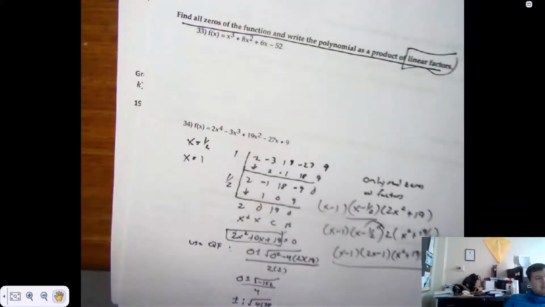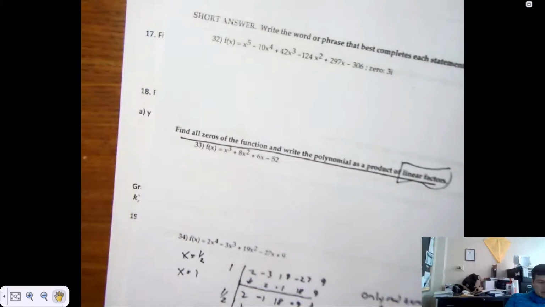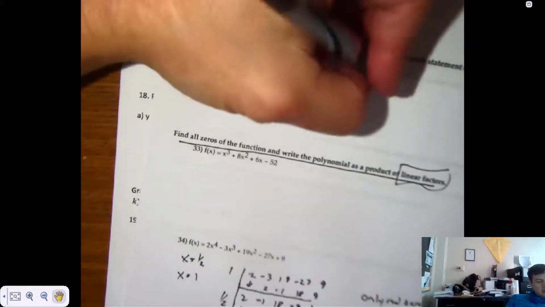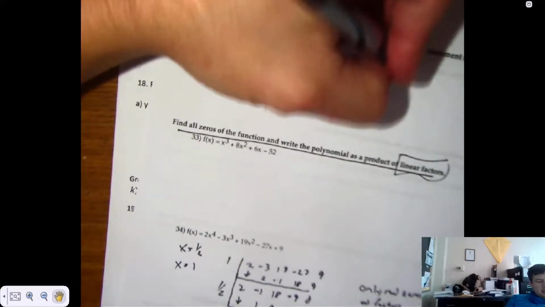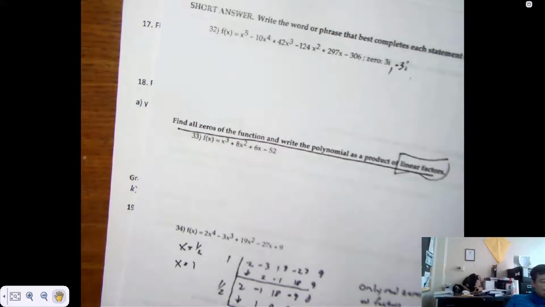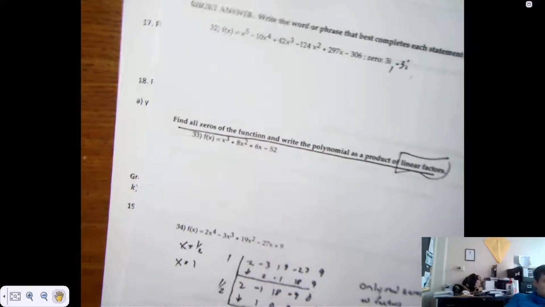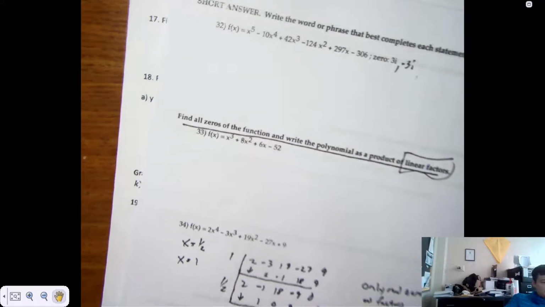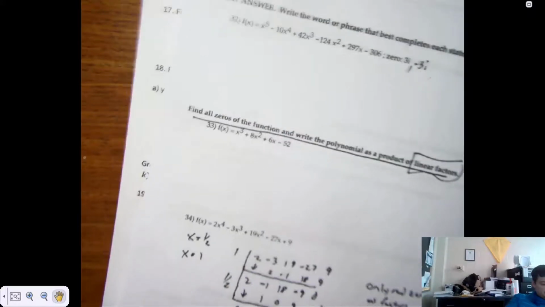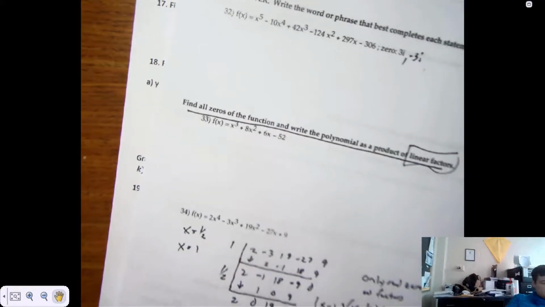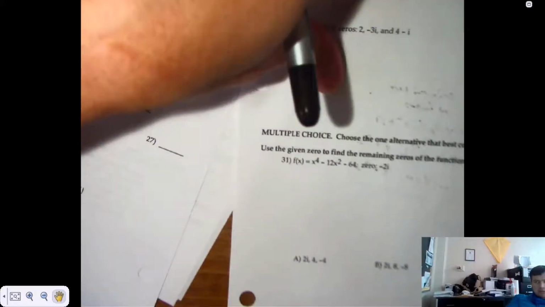Now I'll jump up to 32. There's a way you're supposed to do 32. You're supposed to do it with synthetic division. If 3i is 0, then negative 3i is also 0. And I think they want you to find all of them with that one being given. Let me go back and look at the instruction set. Yeah, instructions on these are use the given 0 to find the remaining zeros.